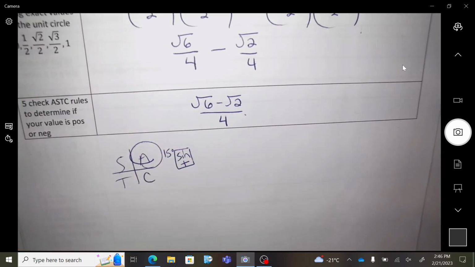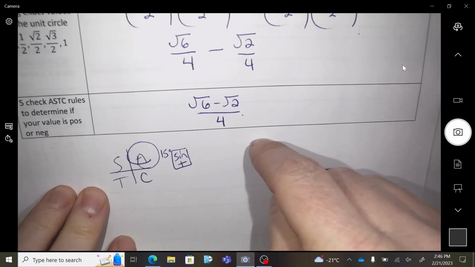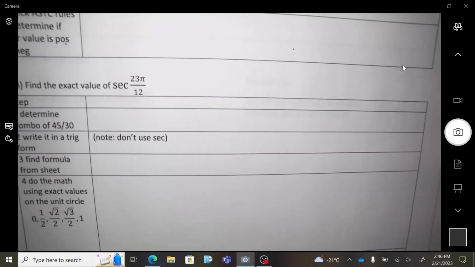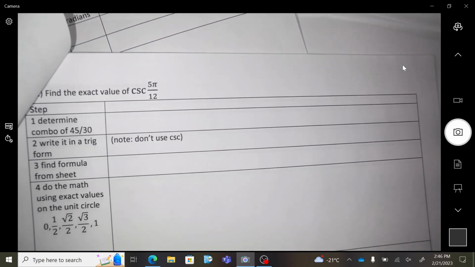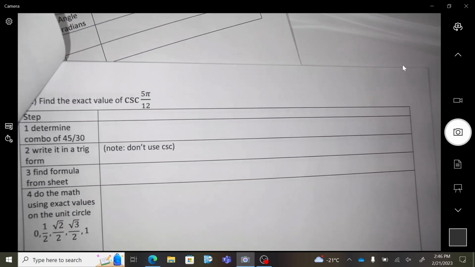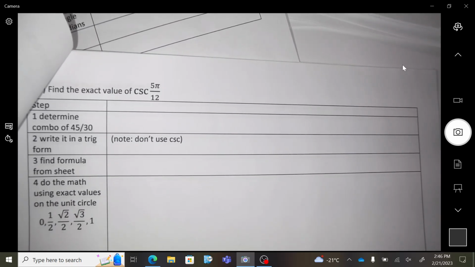This is an exact value. There are no decimals and no rounding, because it would be cheating. I just used it to check my answer. If you were to have a calculator on your test in that section, go ahead and check like I just did. But that's about it.